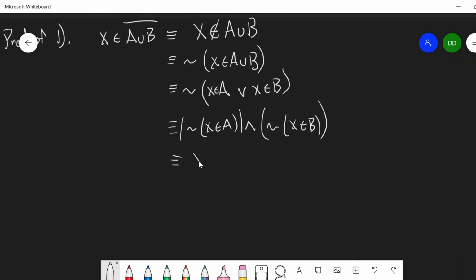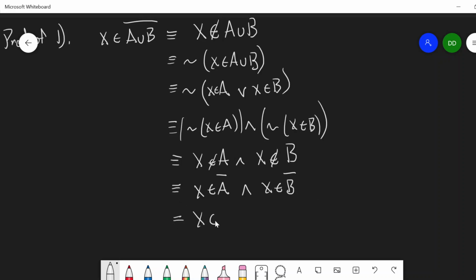So what does that mean? That means that x is not in A, and x is not in B. And now building back up into sets, I have the and operation between these two. So I want to say that this means x is in A complement, and x is in B complement. And so x is in the intersection of A complement and B complement. A complement intersect B complement.